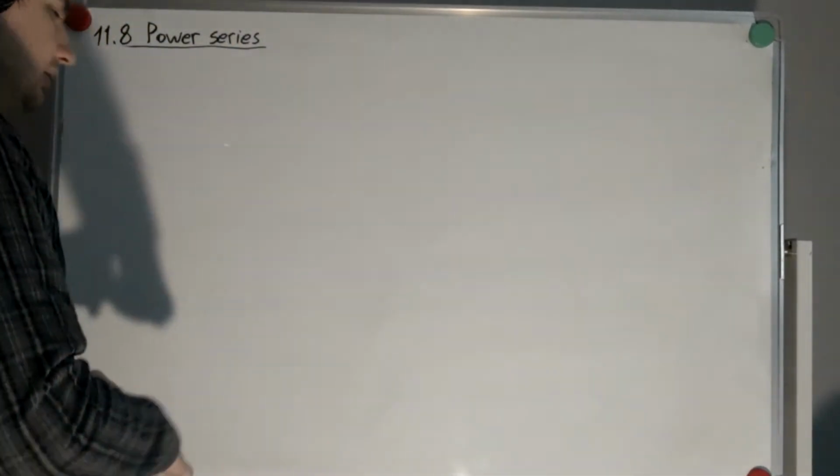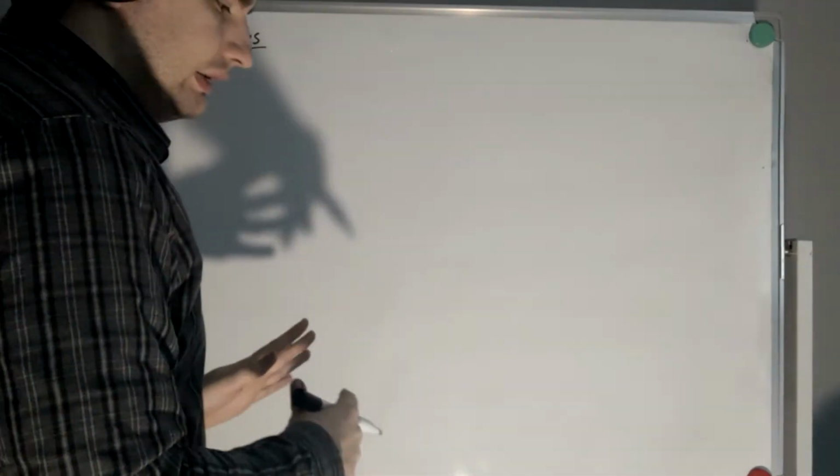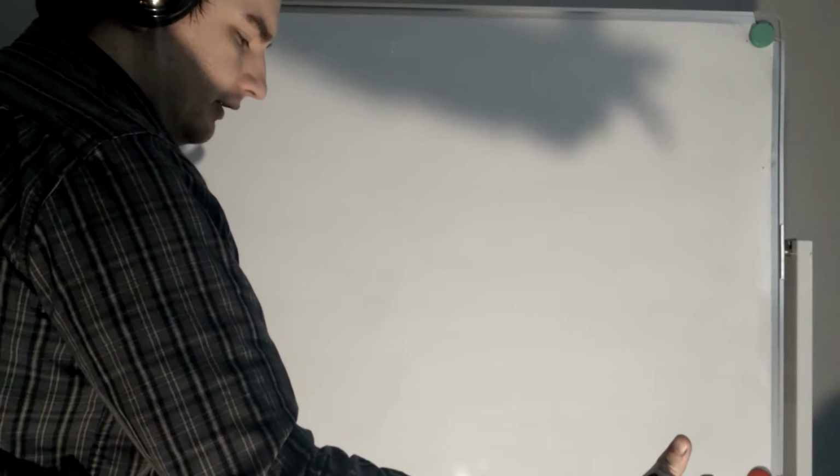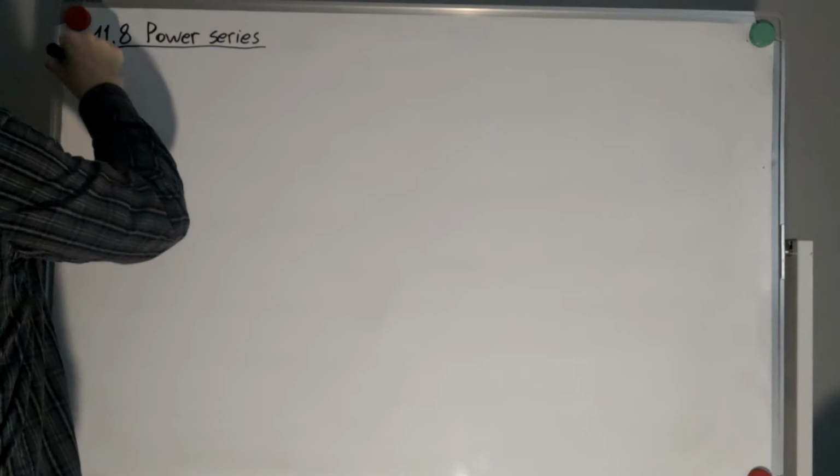Also, one more little piece of terminology. The set of points where a power series converges is just called the interval of convergence. So that will come up. So let's see how this works.